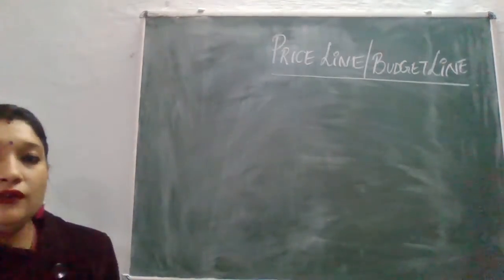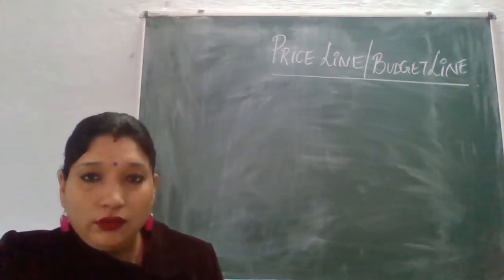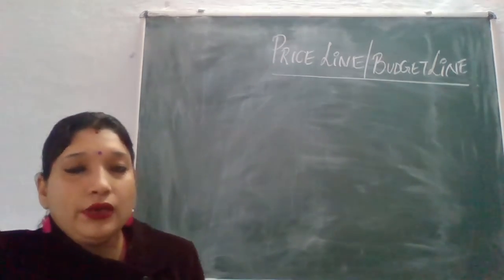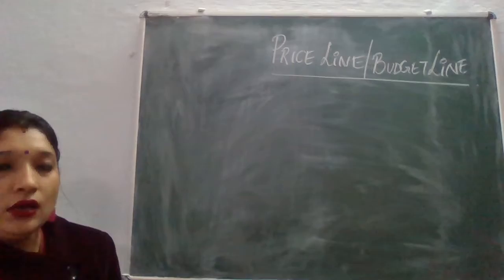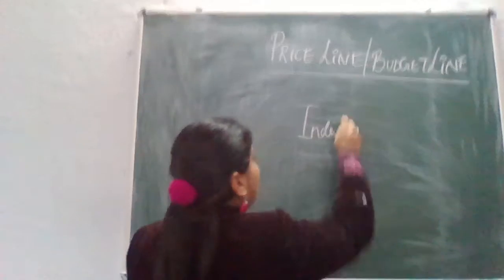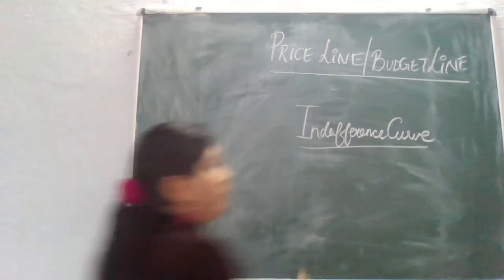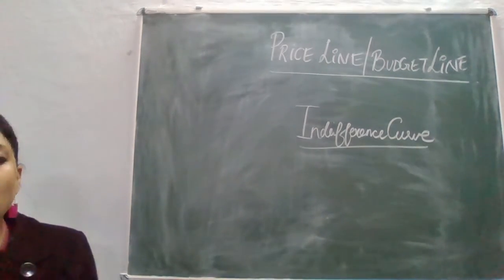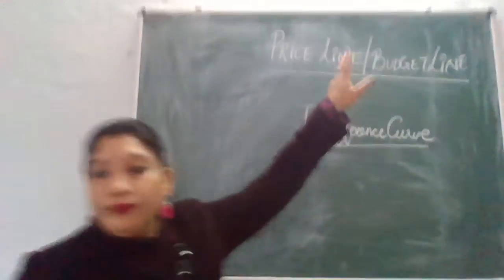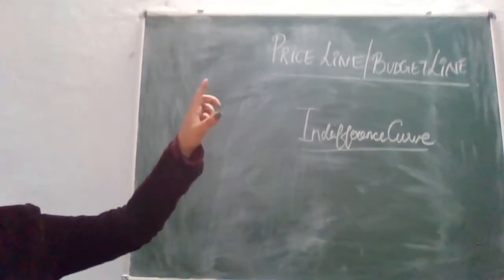Today we are starting with the very important topic of consumer equilibrium, that is price line. We have covered in utility analysis that consumer equilibrium can be determined with the help of utility analysis. Now the second one is the indifference curve, that is, how consumer equilibrium can be determined with the help of the indifference curve. After the properties of the indifference curve, we are now moving to a very important topic, that is price line or budget line.